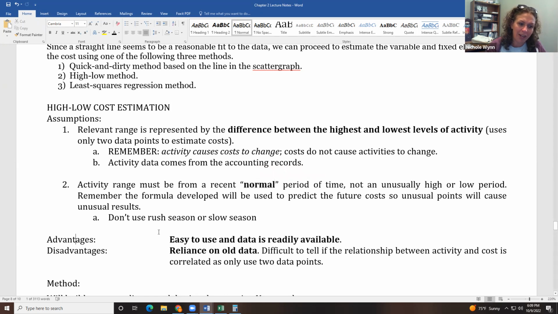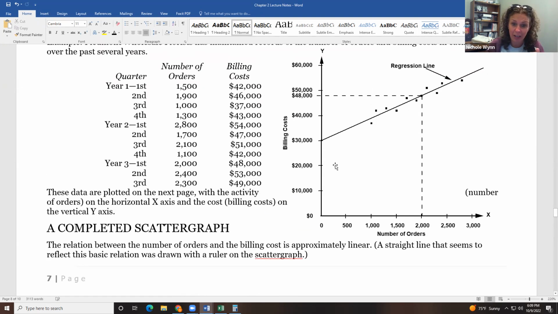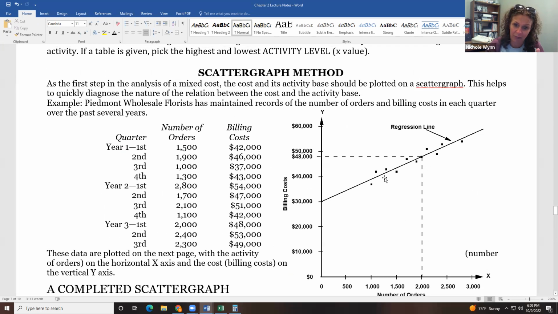The advantage is it's really easy to do because you just take the data, pick the high one and the low one, and make the equation. But you're using old data and you're only looking at 2 data points. You're not looking at any of the other ones. So you're basically ignoring every other dot except for the highest and lowest.